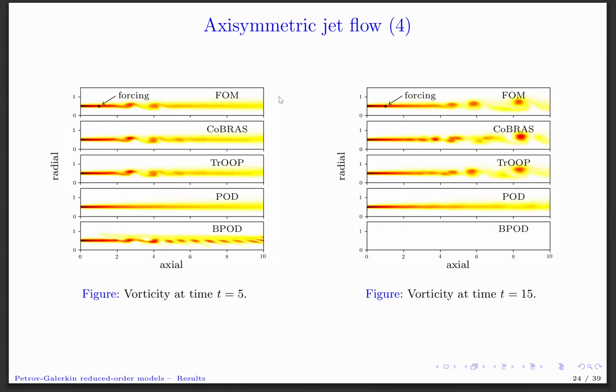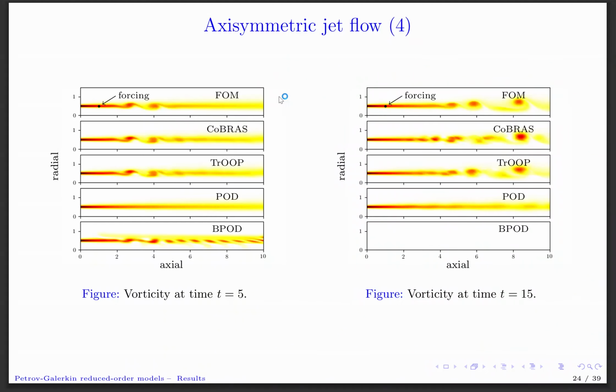Okay, so what do some flow fields look like? So we have the full order model. This is time equal to 5. This is non-dimensional time. This is later time 15. And we see that Cobras and Troop are a bit messy, I guess, but they're getting the right features of the flow quite well.